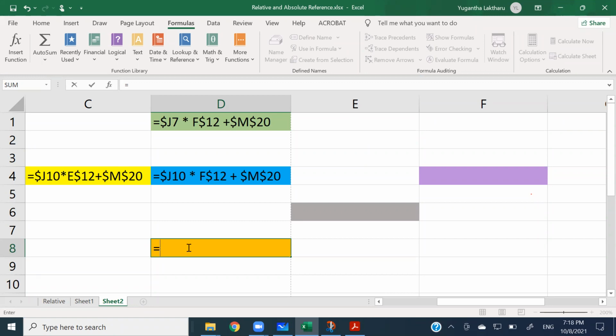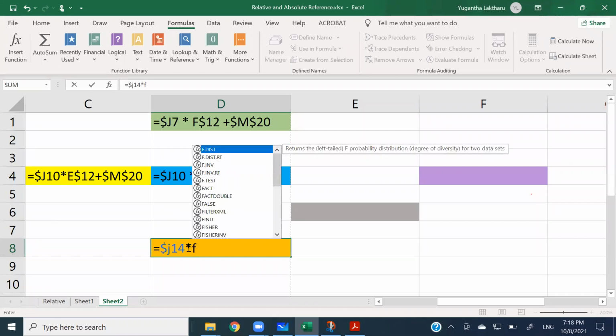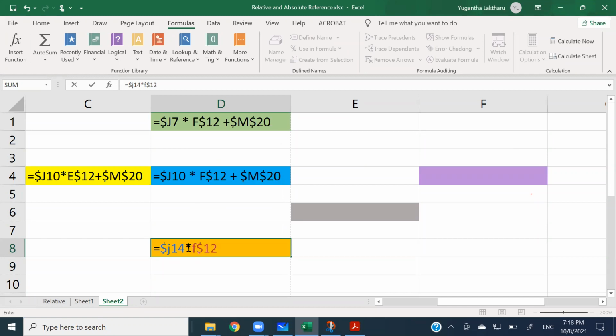Yeah, so what is happening? $J is going to become $J. Dilni, 10 is going to change. So $J is going to be $J. Anyway, 10 is going to change. There is no $ sign on the 10. 10 is going to become 14. It comes down 4 rows. And star, F is not going to change. It will be as it is. So the rest of the part of the H is $12. So it's going to be as it is, plus $M, $20 is going to be same.